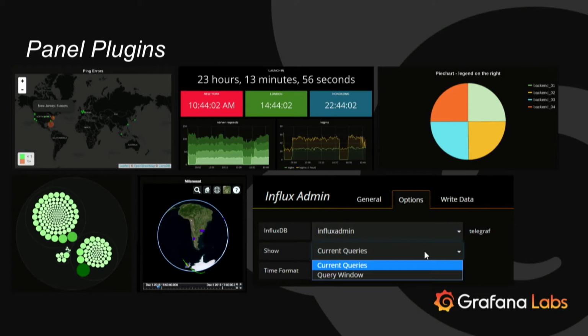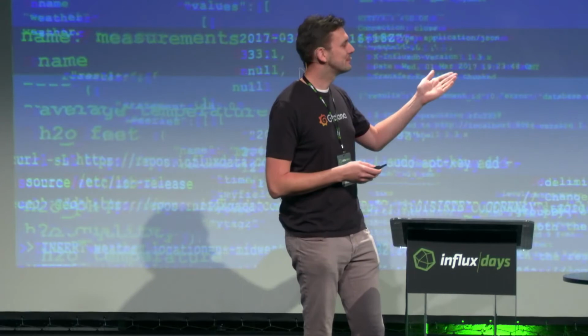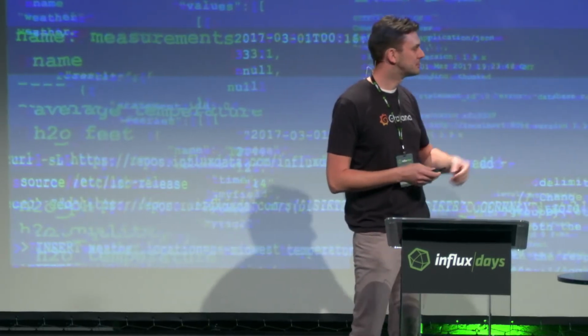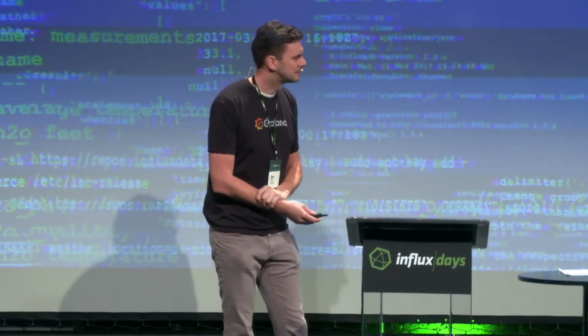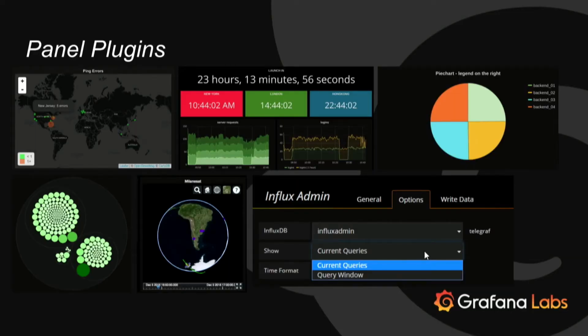People love pie charts. Who would have thought? We have kind of more esoteric stuff like this bubble chart down on the bottom. Someone contributed a 3D rendered globe within Grafana that you can have. And then there is also an Influx admin panel that someone contributed, which gives you the ability within Grafana to keep an eye on what queries are active within your Influx, and do some basic admin tasks as well directly from within Grafana. And I think there's 40 or 50 more on grafana.com right now.